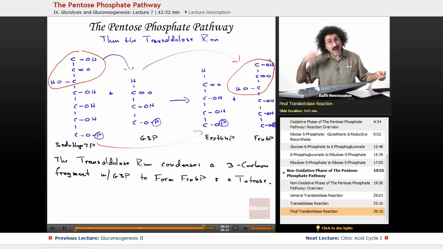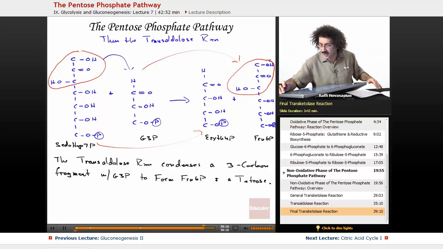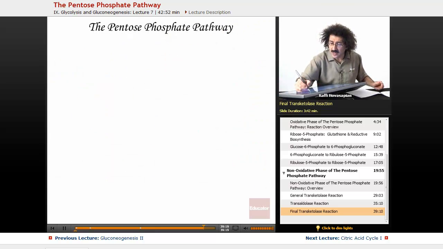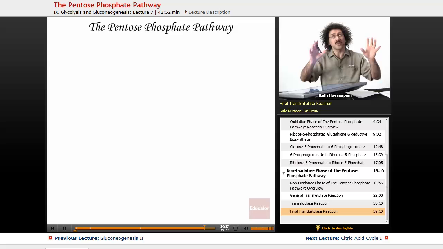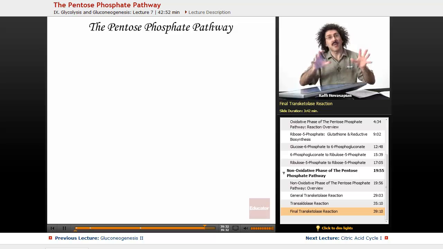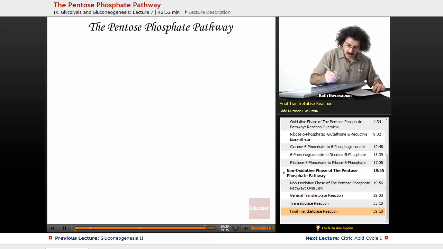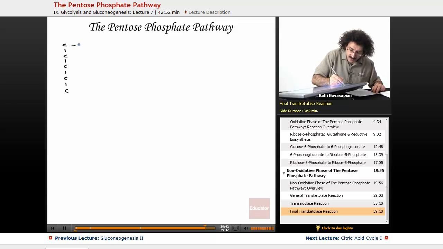Now let's go ahead and look at the final transketolase reaction. I think I'll go ahead and do this one in black. Now we're going to react a xylulose 5-phosphate with the erythrose to form our next fructose. So let's do 1, 2, 3, 4, 5. And this is our ketose. Remember, we're transferring a 2-carbon fragment. So this is OH, and this is O, and this is phosphate.